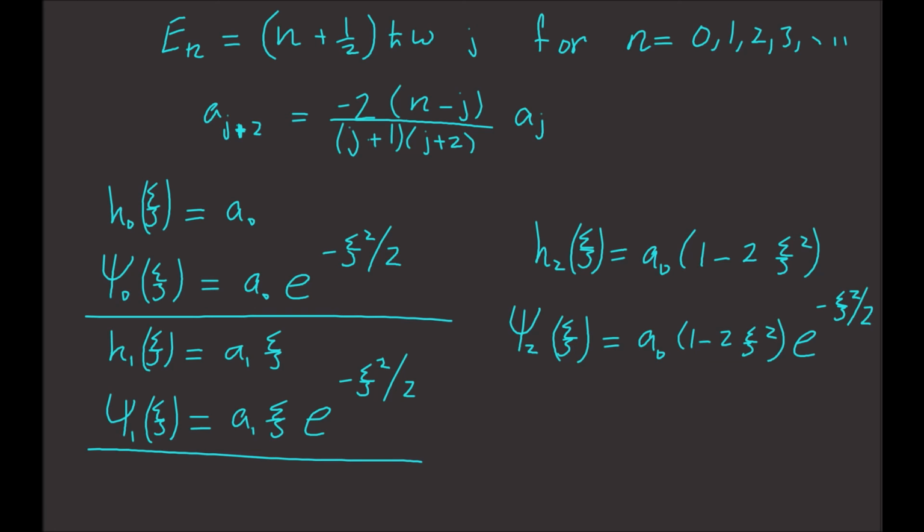So all the odd psi's are going to be in terms of a1, and all the even psi's will be in terms of a naught. I shall not do the normalization here to show you what a naught and a1 are, but maybe in future videos, or you can try to do it by yourself. Just integrate and try to normalize the solution to find these values.